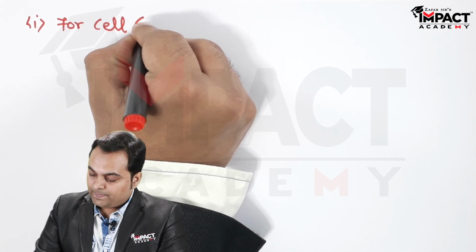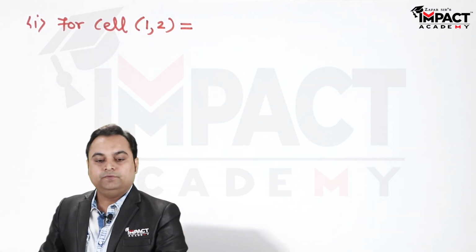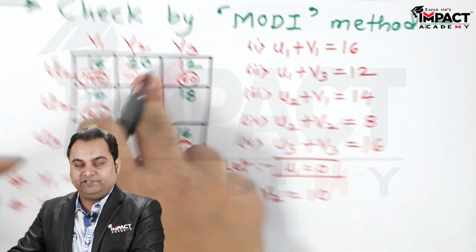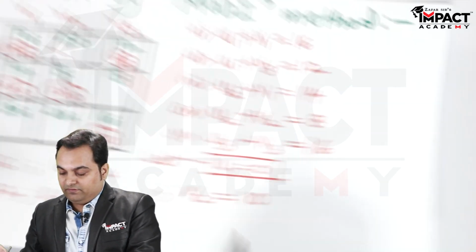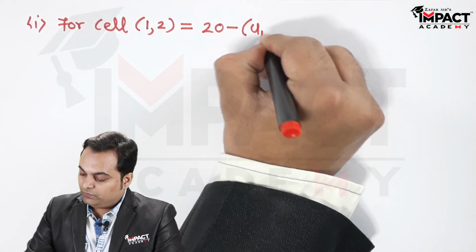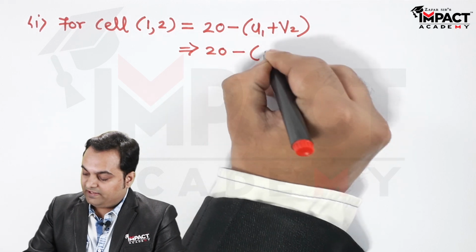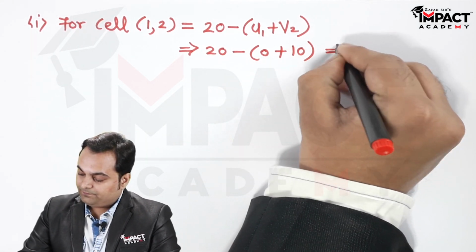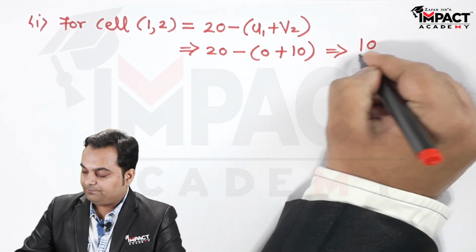For the cell first row, second column, it would be equal to, now we have to take the cost value first. Here the cost value is 20, that is the unit cost. It is 20 minus, since it is first row second column, u1 plus v2. u1 value is 0, v2 is 10. So therefore the difference comes out to be 20 minus 10, which is 10.